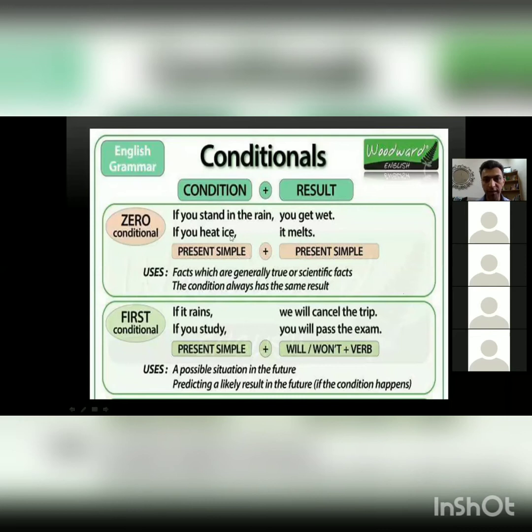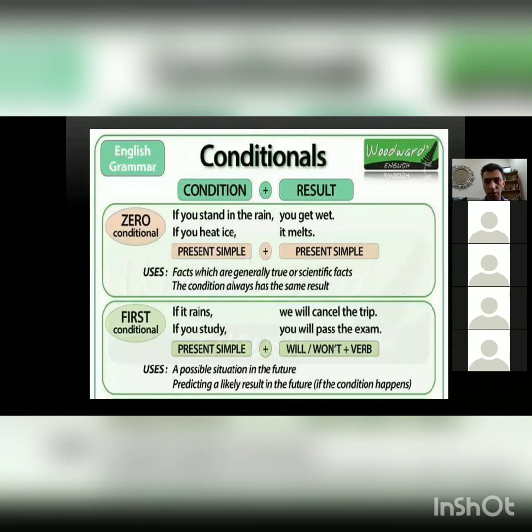If you heat ice, it melts. We mentioned these examples previously. Look at the tense. That is present simple, that is present simple. Both of them are present simple. Uses: facts which are generally true or scientific facts. The condition always has the same result. Okay, these results are the same. This is the condition, that is the result. And it is always like that. It is generally true, or it can be a scientific truth.